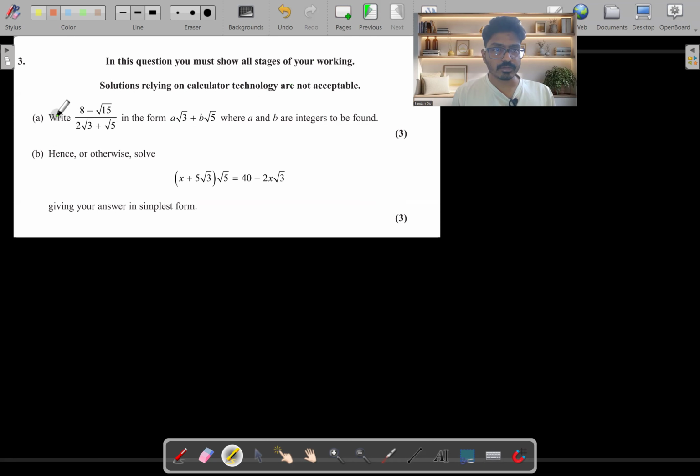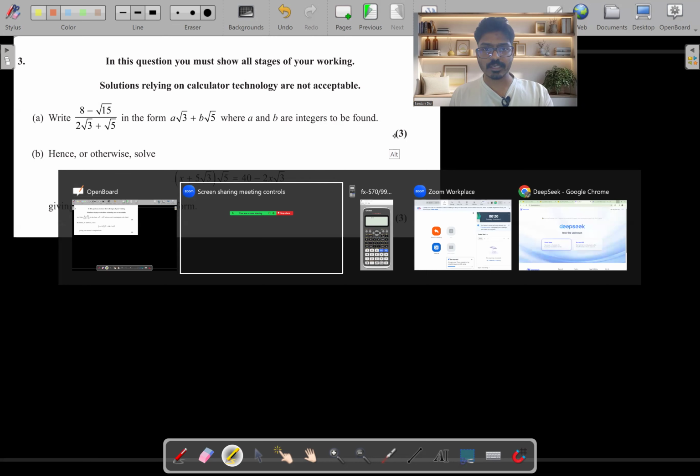Also write (8 minus root 15) over (2 root 3 plus root 5) in the form a root 3 plus b root 5, where a and b are to be found. So we need to find the value of a and b. First, without solving, we can just take out our answer with the help of a calculator, and then we can see what our expected answer is, and based on that we can work out our solution. So first, let's take the calculator.